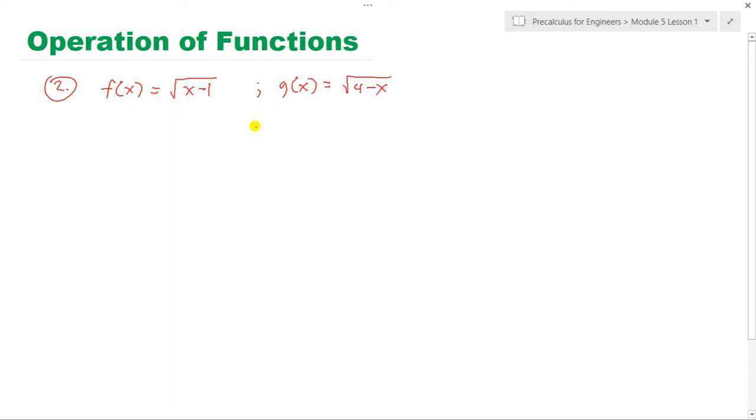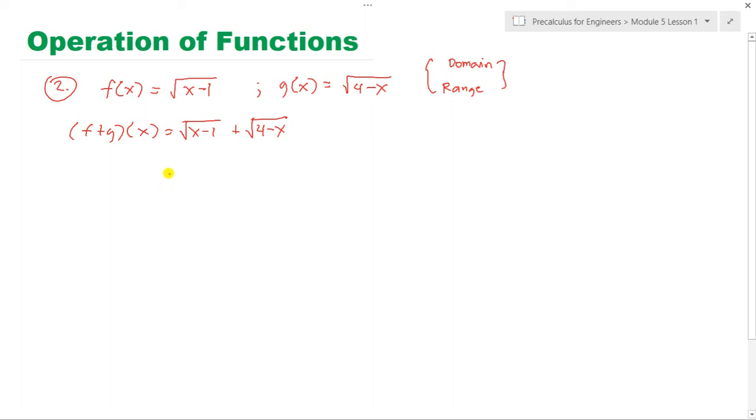formulas, but this time in order for you to have a review for your domain and range, so we need to solve for the domain and the range. So in order for us to recall our previous discussion for function, let's start with addition. So we have f plus g of x, so that is just equal to the square root of x minus 1 plus the square root of 4 minus x.